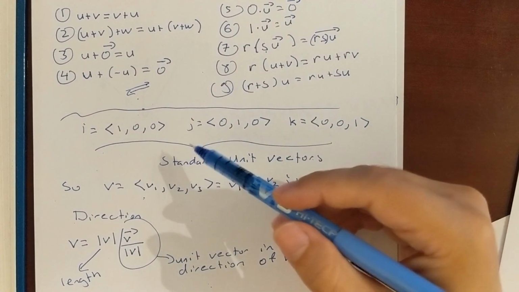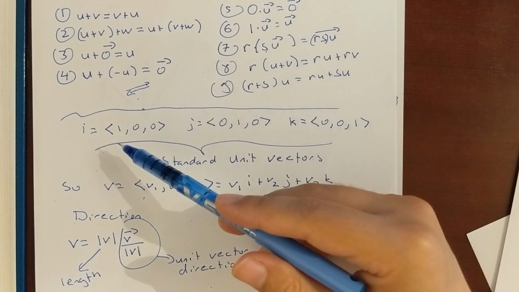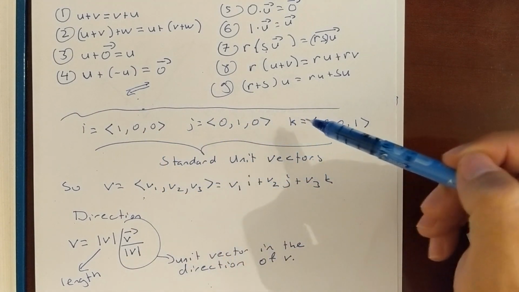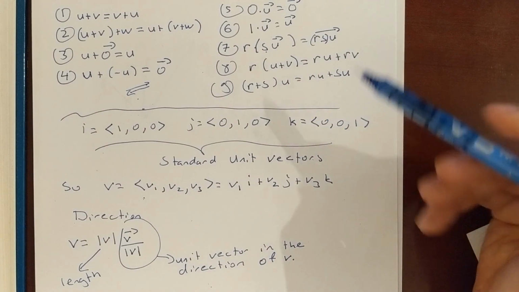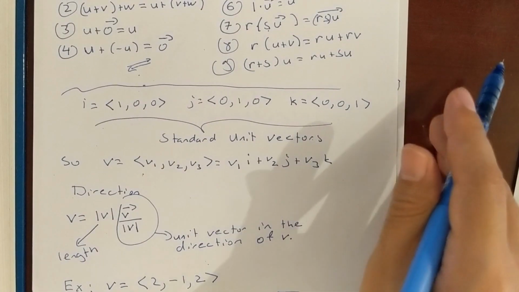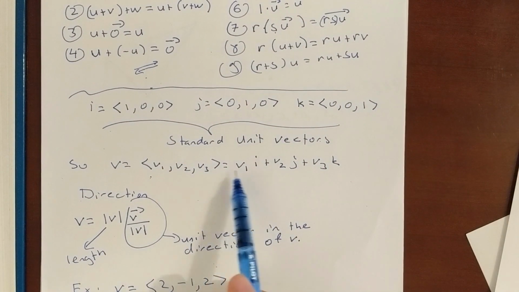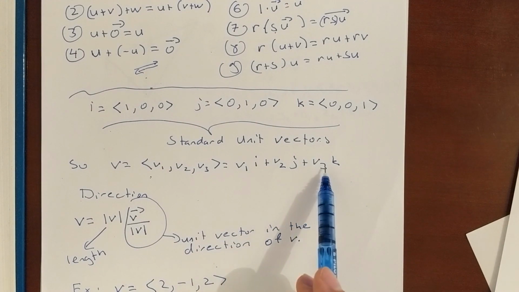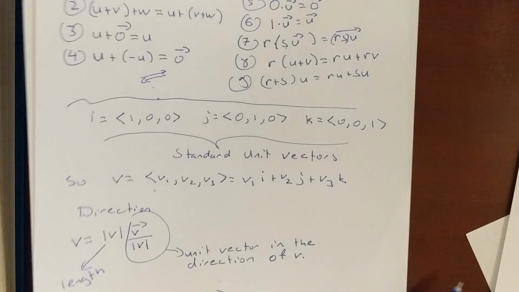Now, I already talked about the unit vectors. The standard unit vectors are i, j, k. i is 1, 0, 0. j is 0, 1, 0. k is 0, 0, 1. So any given vector with components v1, v2, v3, I can write as v1 times i plus v2 times j and v3 times k. Okay, I can write them like this.